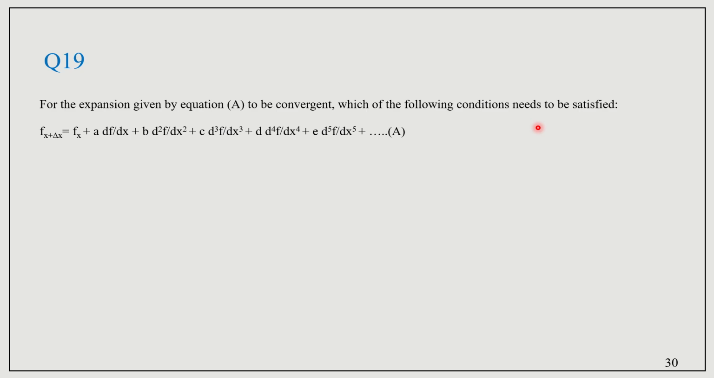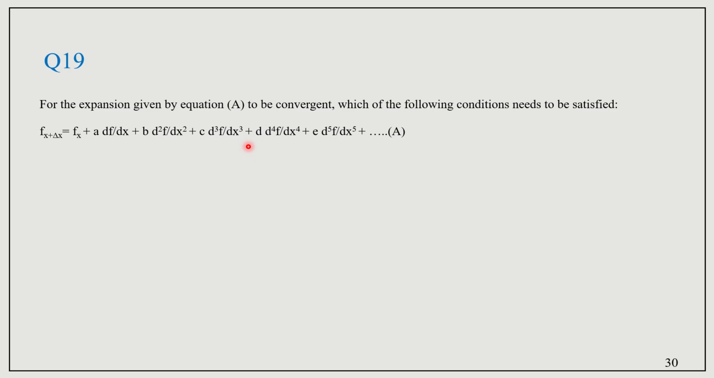So equation A is nothing but f at x plus delta x equal to f at x plus a into df by dx plus b into d square f by dx square plus c into d cube f by dx cube plus d into d power 4 f by dx power 4 plus e into d power 5 f by dx power 5. So this is equation A, and for the expansion given by equation A to be convergent, which of the following conditions needs to be satisfied?